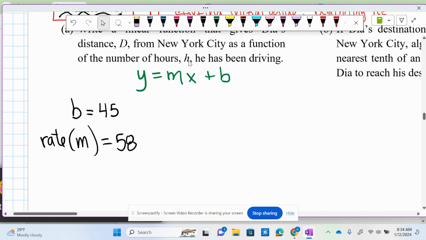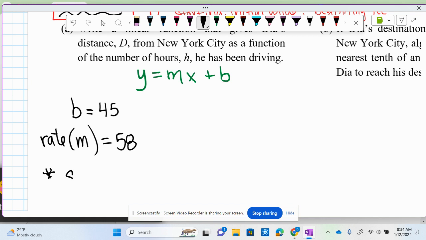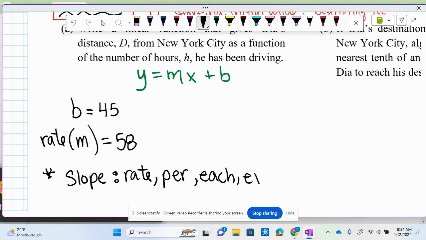When I'm looking for the word slope, slope often appears as the word rate, or it'll have a per, or each, or every. The number that represents slope is always going to be right next to the word rate, per, each, or every. And I shouldn't say always, but 90% of the time at least. Okay. So those are indicators, words that help you identify slope.